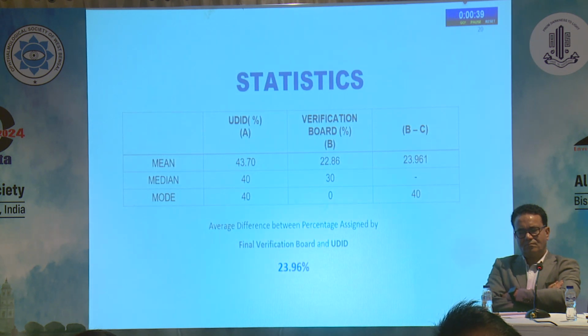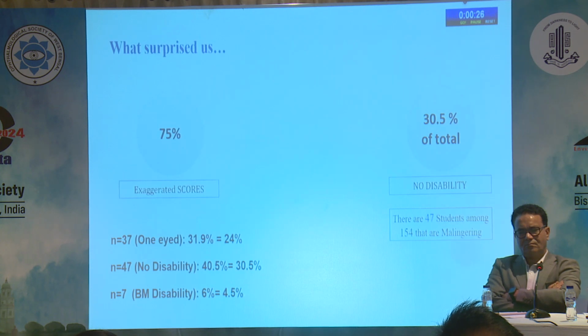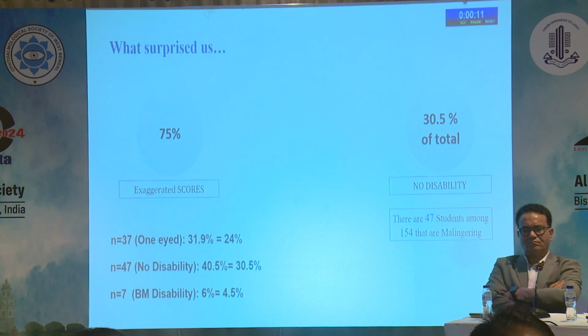On an average, our percentage was 24% less than the center. The mode was 0%. Most of the students had 0% disability out of the 154. Median was 30%. So we realized that the students having 0% disability were the ones we classified as malingering, 30% of the total. And 75% had some sort of exaggeration. They had 10% disability but came as 40, or they had 20 and came as 40, etc.